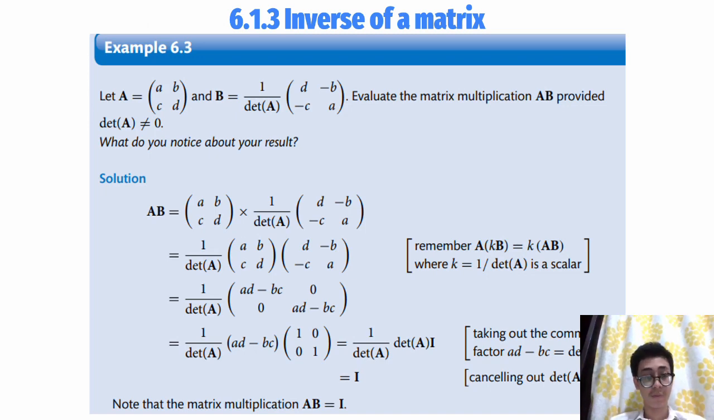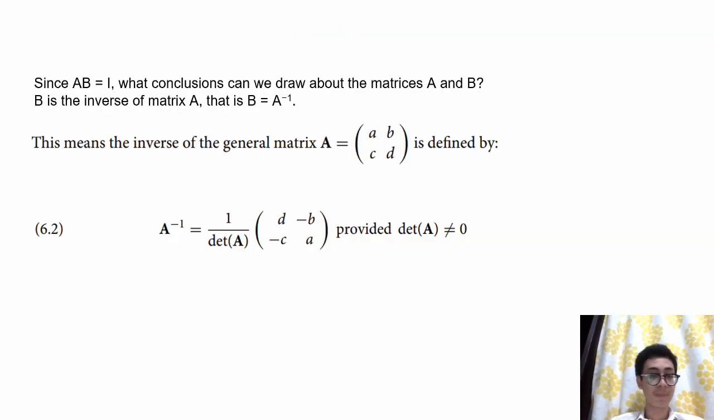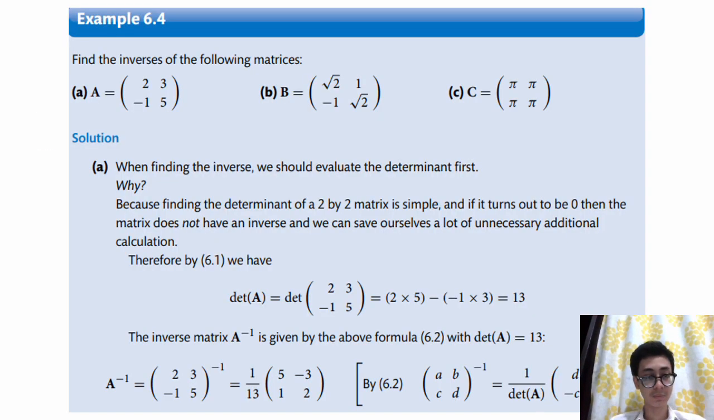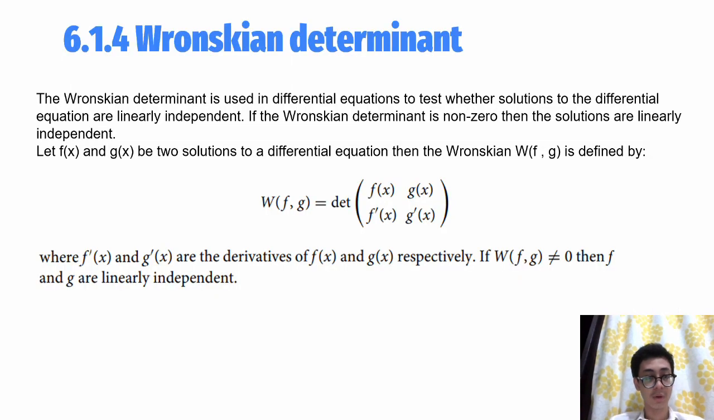(6.1.3) Inverse of a matrix. This is the example of inverse of a matrix. Wronskian determinant. Wronskian determinant is used in differential equation to test whether solutions to differential equation are linearly independent. If the Wronskian determinant is non-zero, then the solutions are linearly independent. This is the Wronskian determinant.